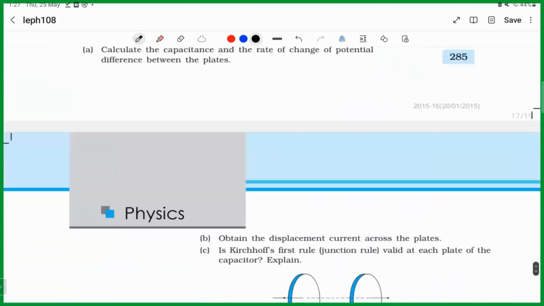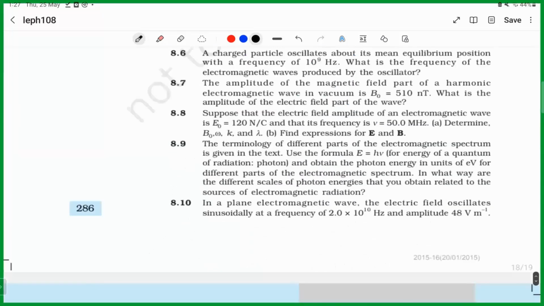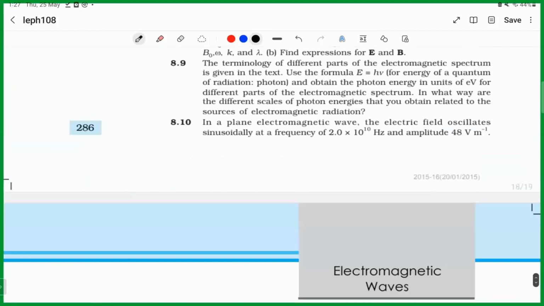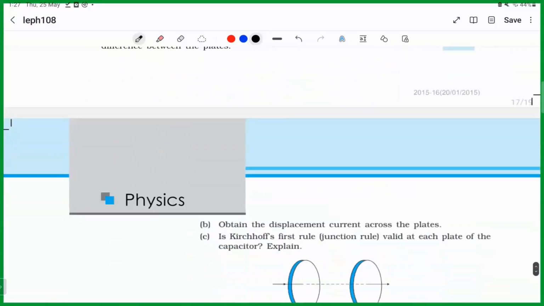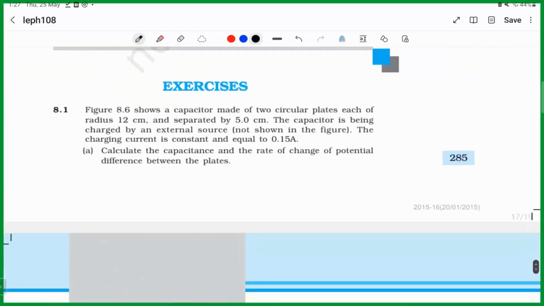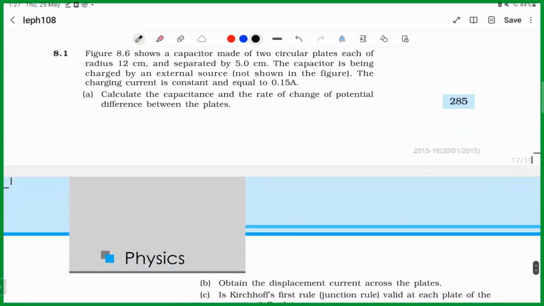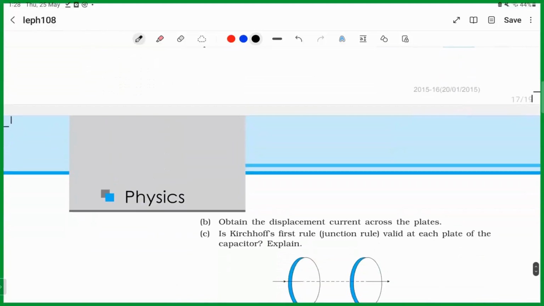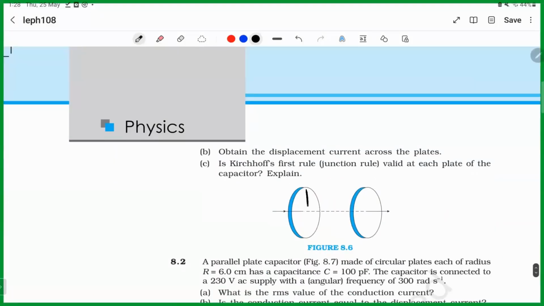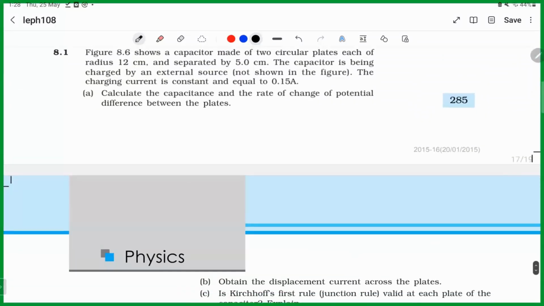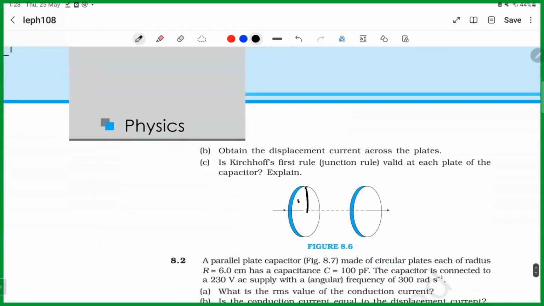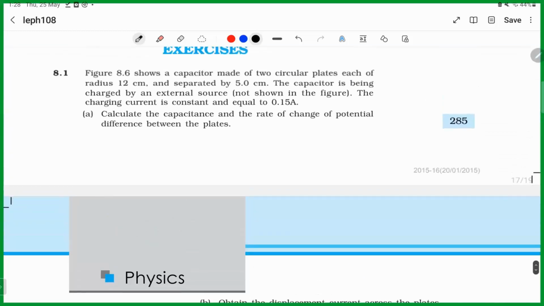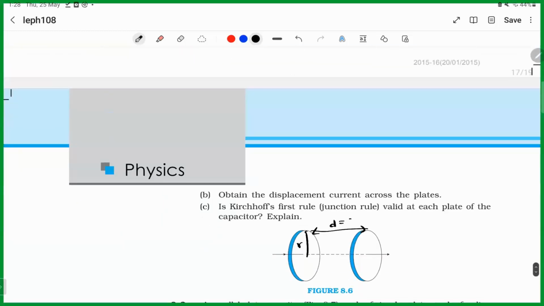We can go on to the exercises. So there are 10 exercises. So we look at the first problem. So this figure shows a parallel plate capacitor with two circular plates, each of radius 12 centimeters and separated by 5 centimeters, right? So radius is 12 centimeters. We'll call that R, and we'll call the separation D, which is equal to 5.